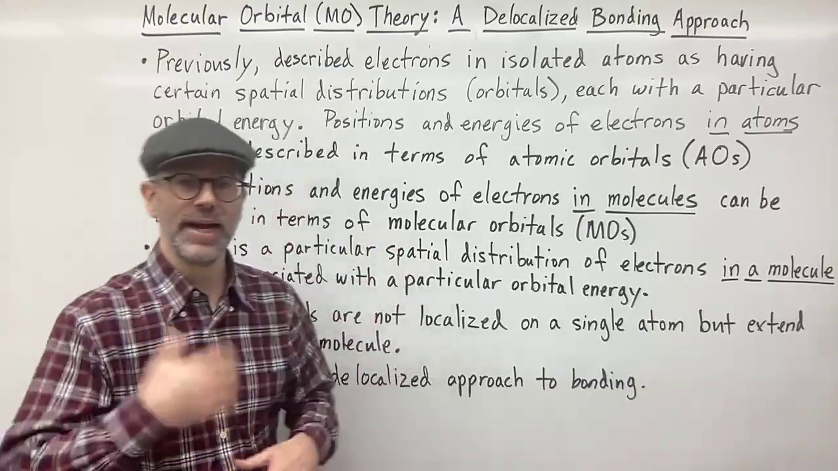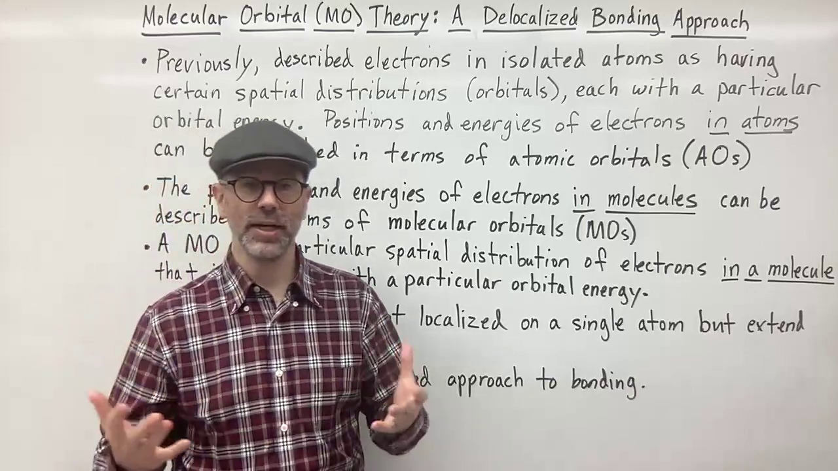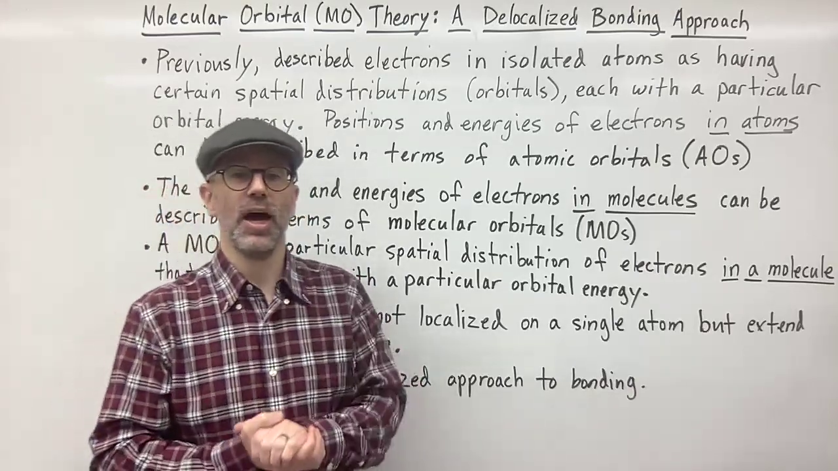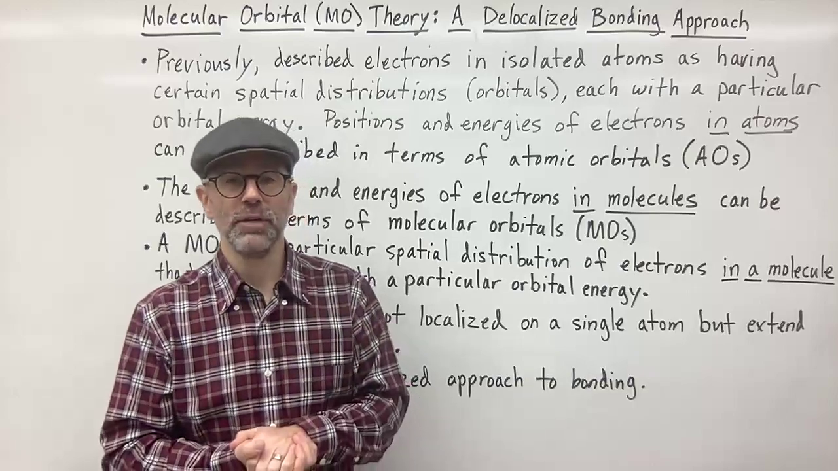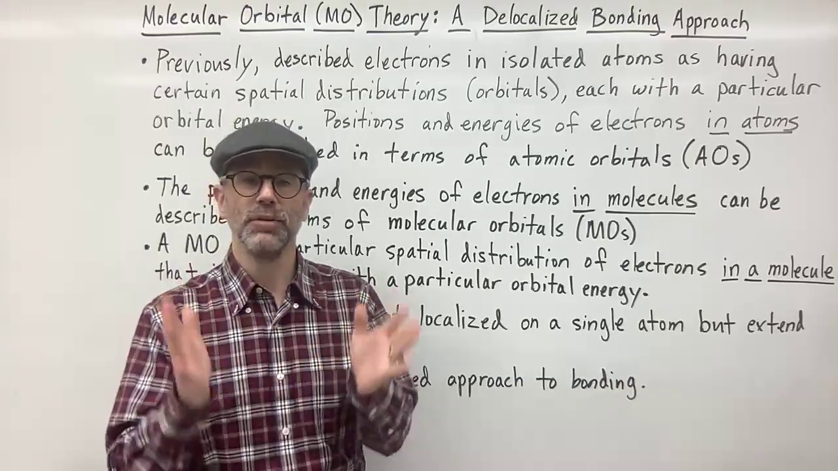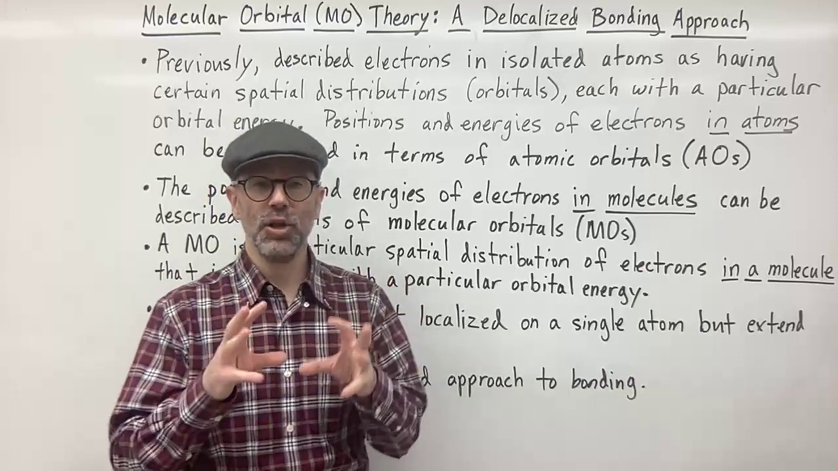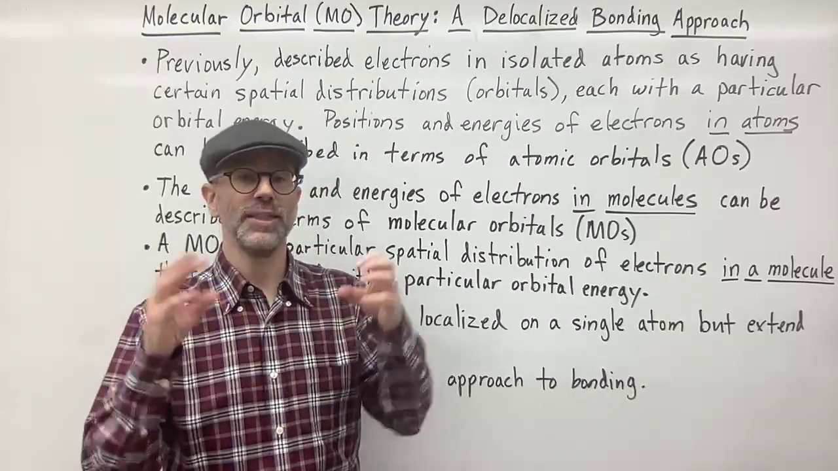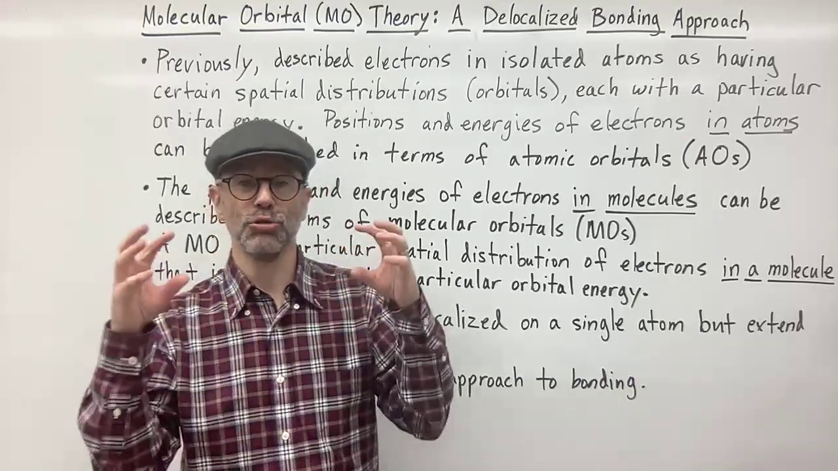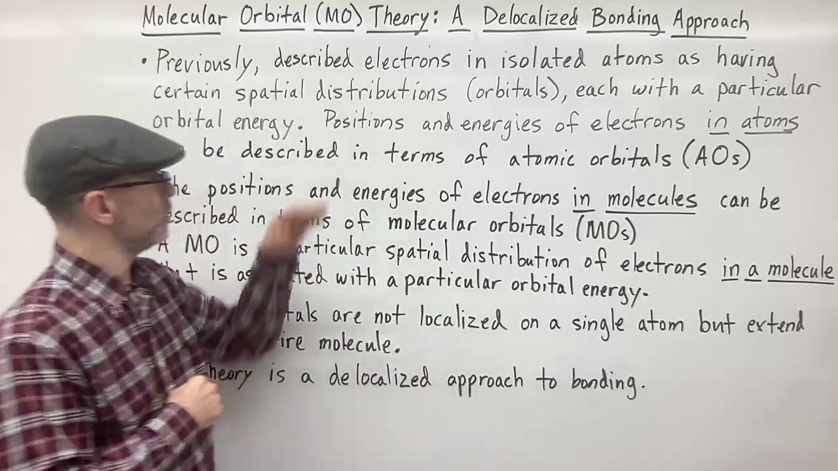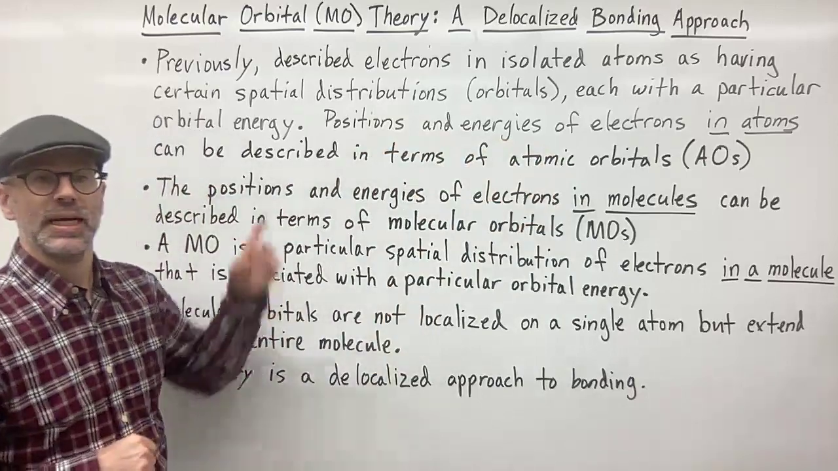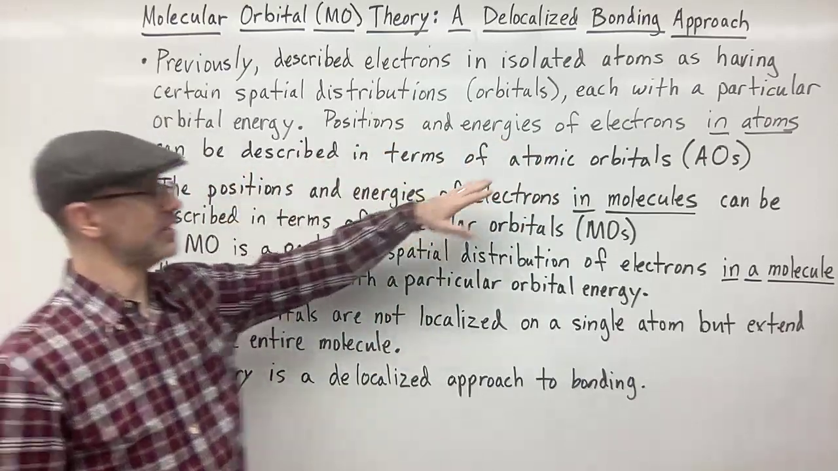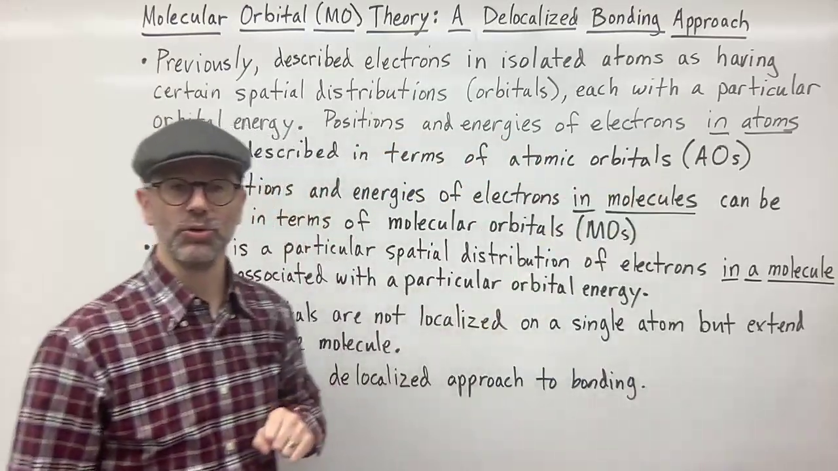And so if that nitrogen atom is involved in bonding, let's say, then you get the hybridization of the orbitals, if need be, to be involved in bonding. But again, those orbitals are atomic, meaning that they belong to the atom. So the positions and energies of the electrons in atoms can be described in terms of atomic orbitals, or AOs, right?